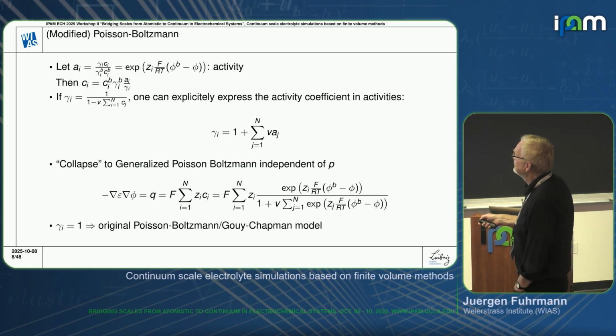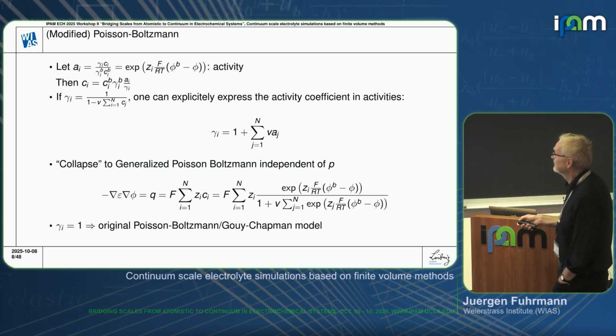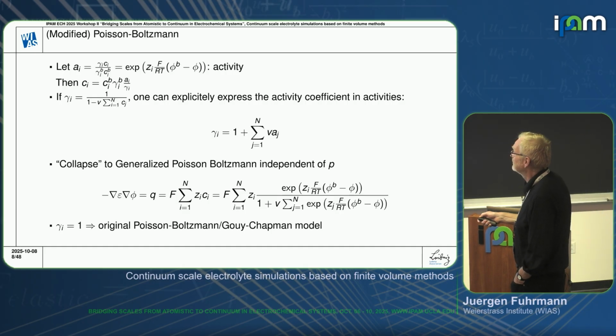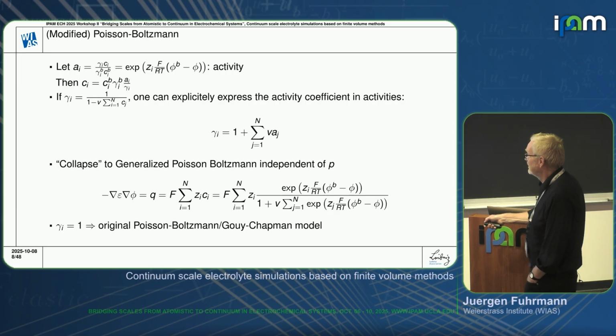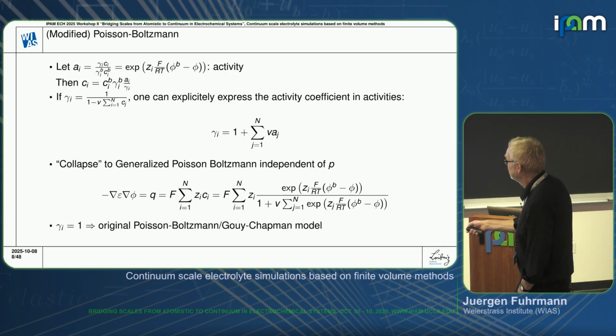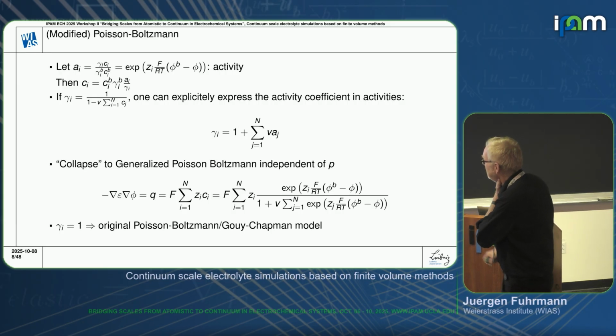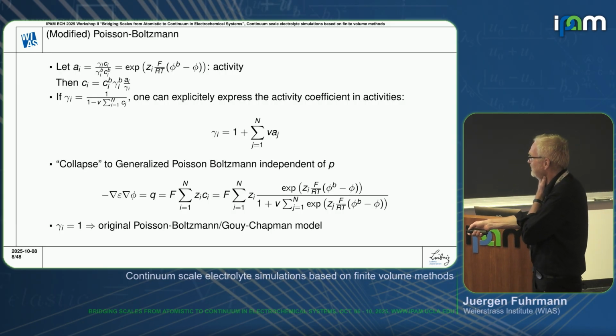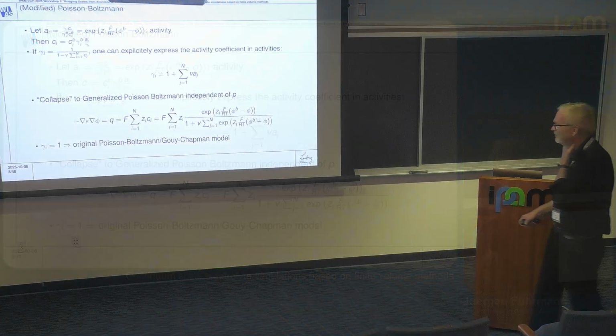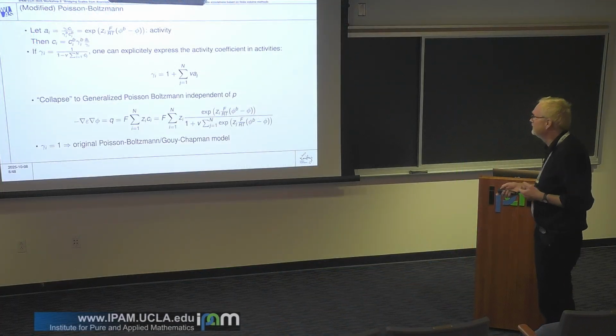We can also, once again, simplify the model and assume that all molar volumes are the same. We can express the activity coefficients in activities, and then everything collapses to the well-known generalized Poisson-Boltzmann system, where we have the activity of the species on the top, and then 1 plus molar volume times the sum of the activities of the species in the denominator. And if gamma would be 1, then we would go back to the original Poisson-Boltzmann or Gouy-Chapman model.